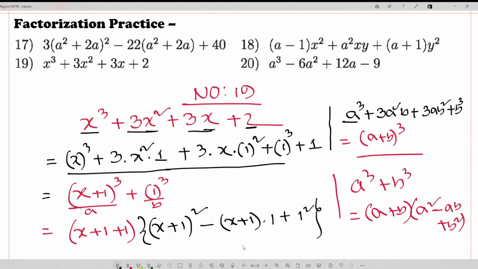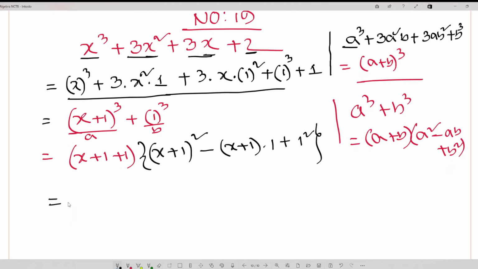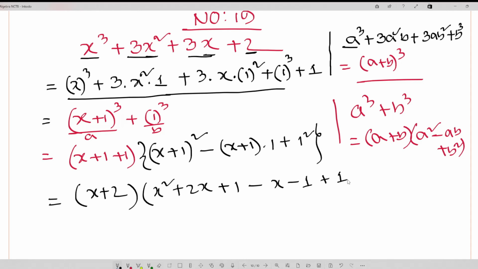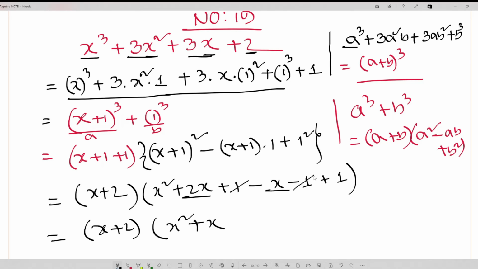So this one is x plus 2, and here we can write x square plus 2x plus 1, and here is minus x minus 1 plus 1. Okay, so here is x plus 2, and here is x square plus 2x minus x, it means plus x, plus 1 minus 1 out, and here is plus 1. So this is our answer.